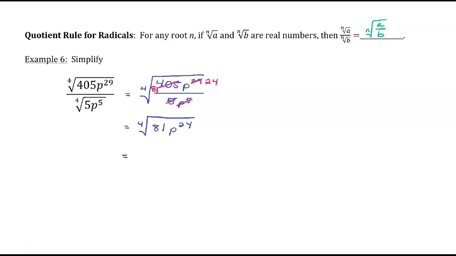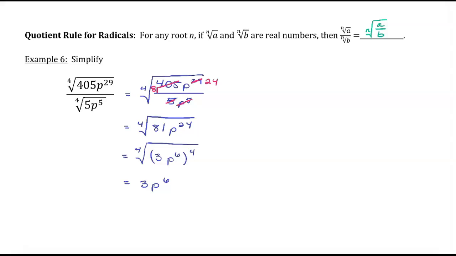Now let's see if we can write 81 times p to the 24th as something raised to the 4th power. 81 is equal to 3 to the 4th, and we could rewrite p to the 24th as p to the 6th to the 4th. So this simplifies to 3 times p to the 6th.